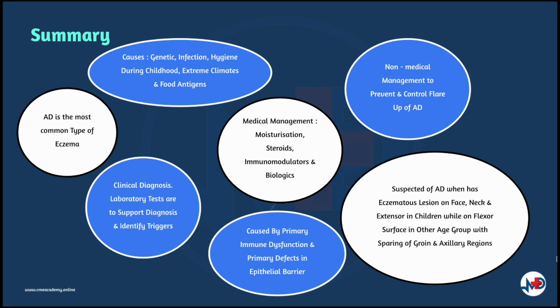Atopic dermatitis is the most common type of eczema, and it is a chronic pruritic inflammatory skin condition. It is thought to be caused by primary immune dysfunction with imbalance in the T cell subsets and primary defects in the epithelial barrier, which allows entry of antigens. It is multifactorial. Causes include genetic factors, infections, hygiene during childhood, extremes of climate, and food antigens.